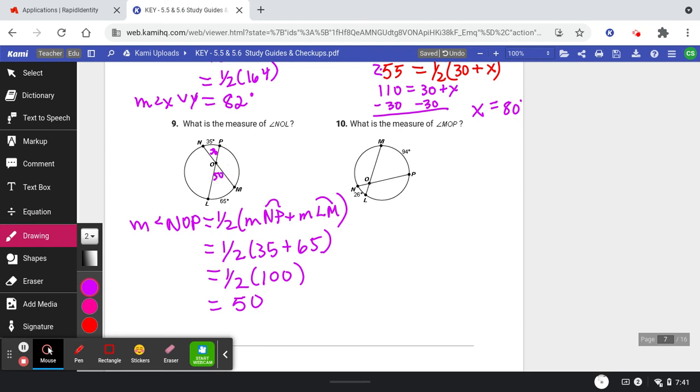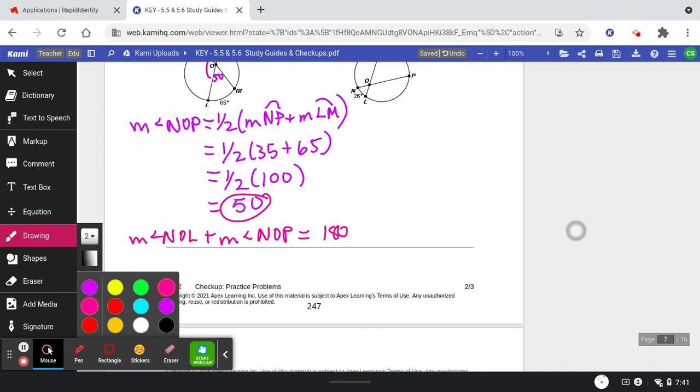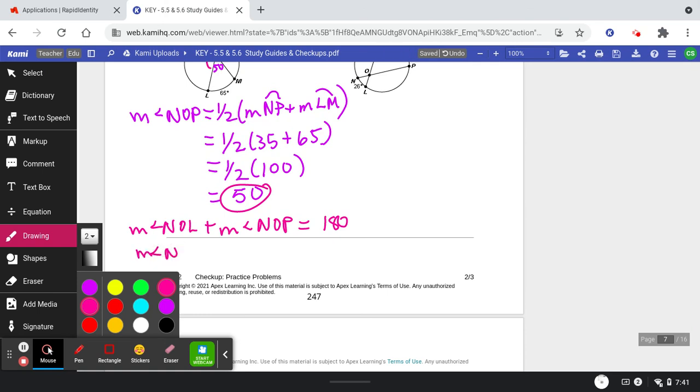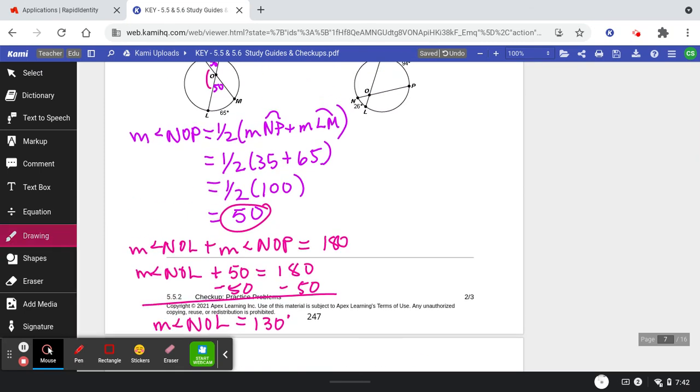But they didn't ask us for those this time. They asked us for these. So we have to do the whole linear pair thing now, where we know that the measure of angle NOL plus the measure of angle NOP, the one we just found, is equal to 180 by linear pair. And so the measure of angle NOL, we're going to solve backwards to get 130. Okay, did all that make sense? We had to use this idea from Unit 2 about linear pairs. All right, last one. I'd pause the video and go try this one on your own.